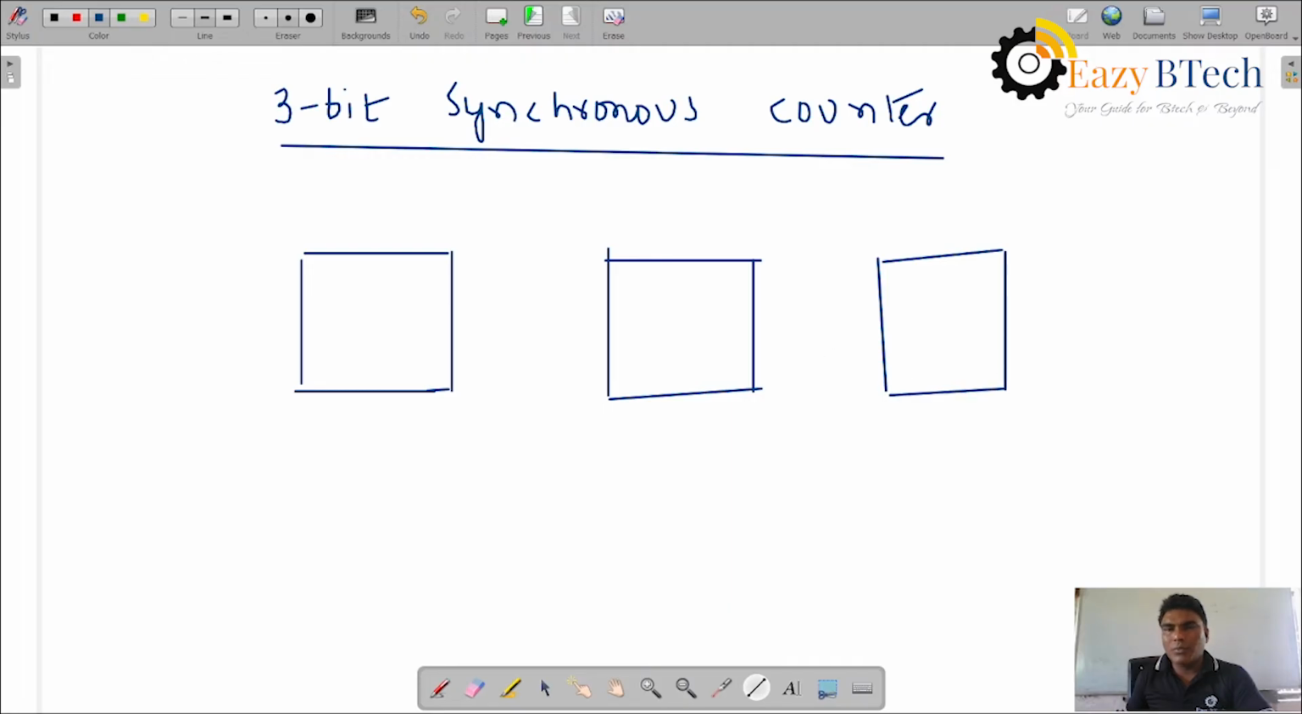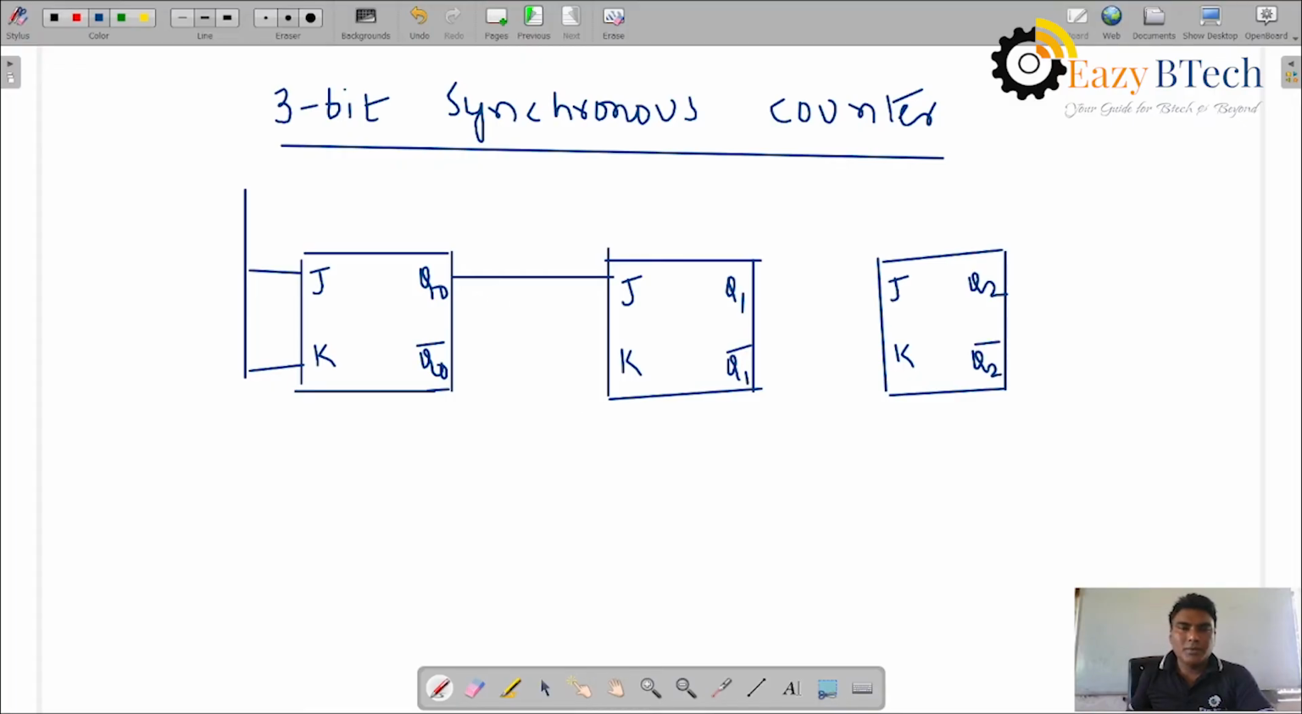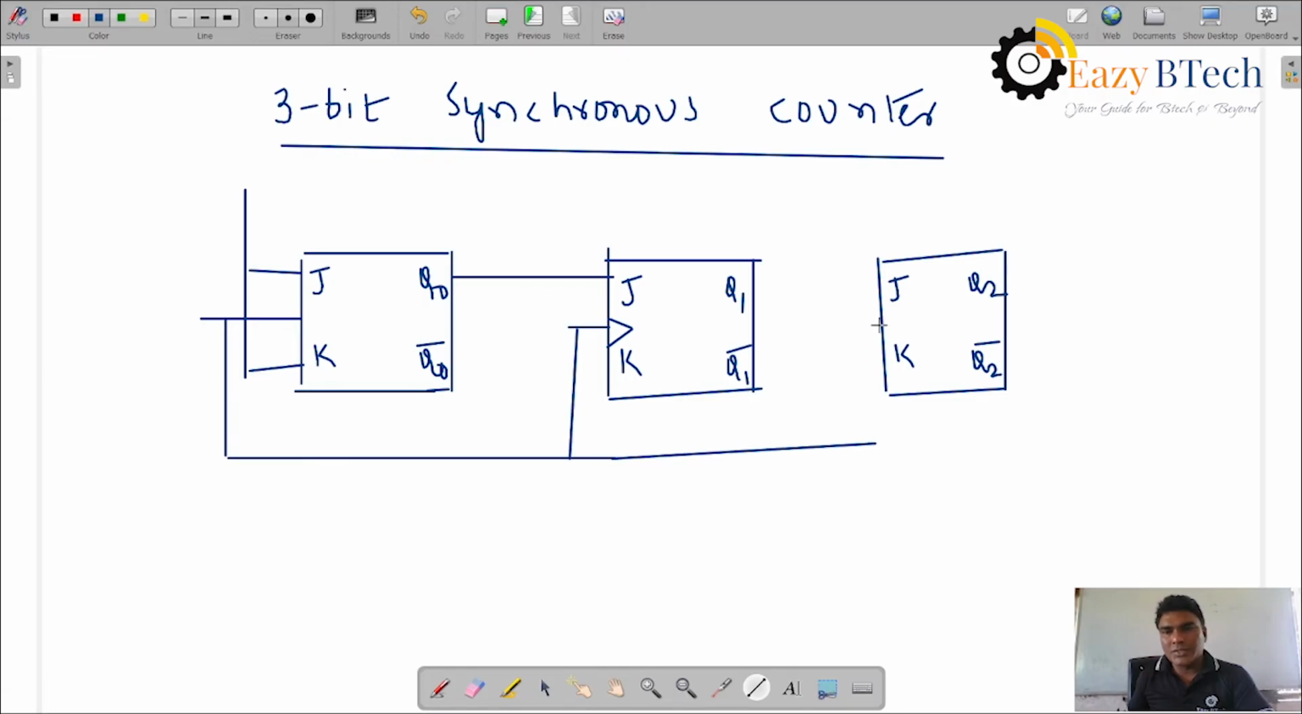This is the designing part of this one. A 4-bit counter means one more flip-flop is added, so nothing else changes. This is the first JK flip-flop: J, K, Q0, Q0 complement; JK, Q1, Q1 complement; JK, Q2, Q2 complement. And you can see a simultaneous clock is applied, as we discussed in the differences between asynchronous and synchronous.